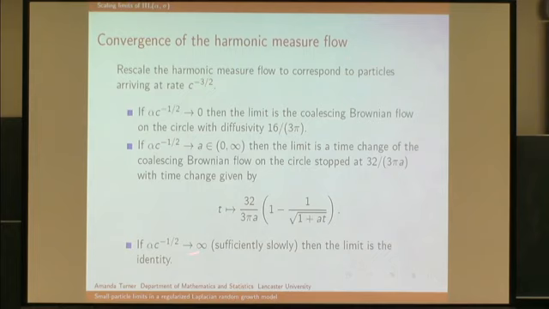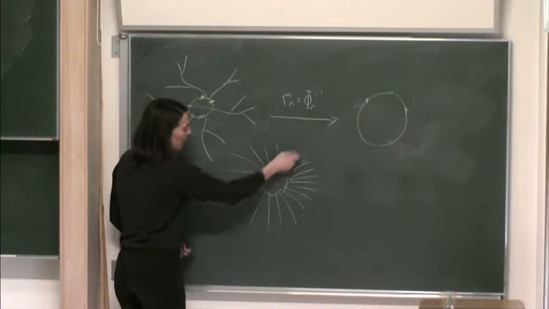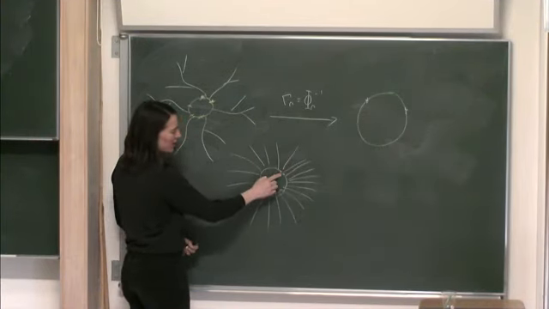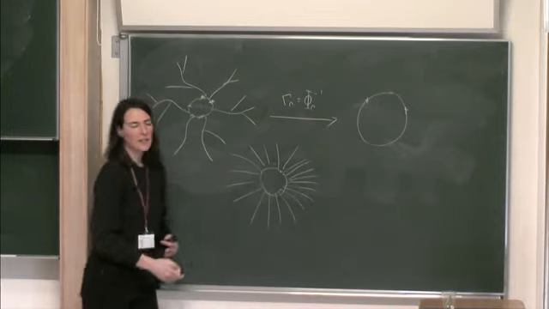If we don't let alpha tend to 0, or we just let alpha tend to 0 very slowly, in such a way that alpha over d tends to infinity, then the limit is the identity. And what that means is that the harmonic measure flow just doesn't really change. The picture to have in mind is somehow a cluster that just grows like this. The harmonic measure between any 2 points just stays roughly constant as the cluster grows out.